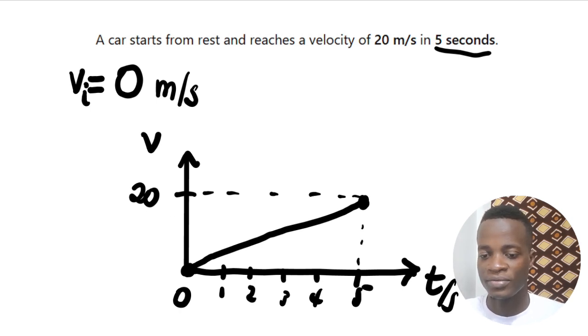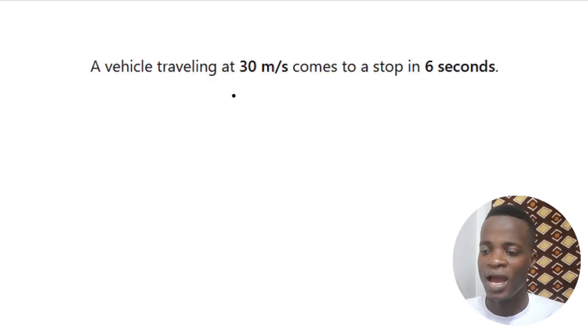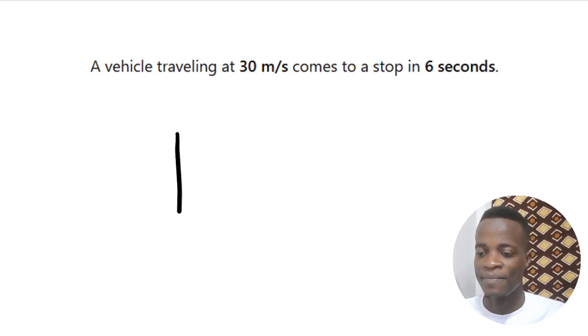Let's look at another one. A vehicle traveling at 30 meters per second comes to a stop in 6 seconds. So here it comes to a stop, meaning that wherever we are, we are going to come down to touch the horizontal axis.